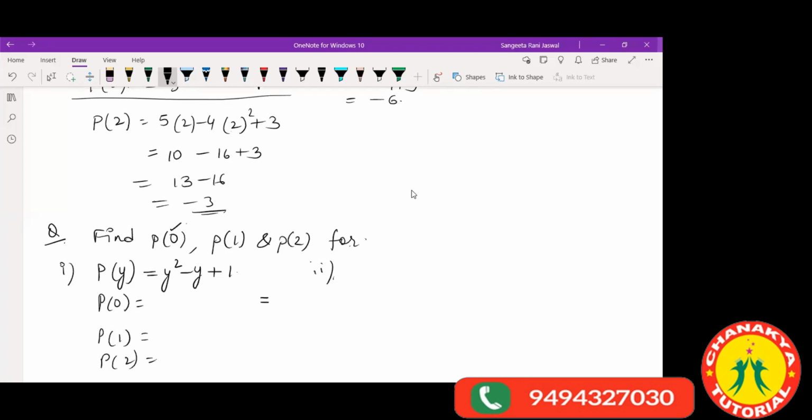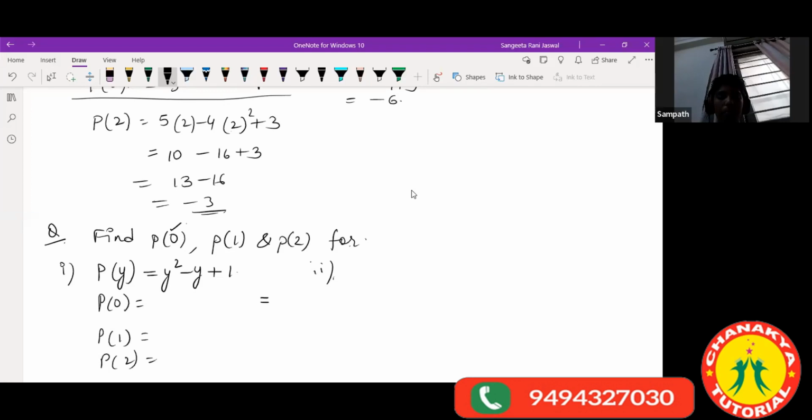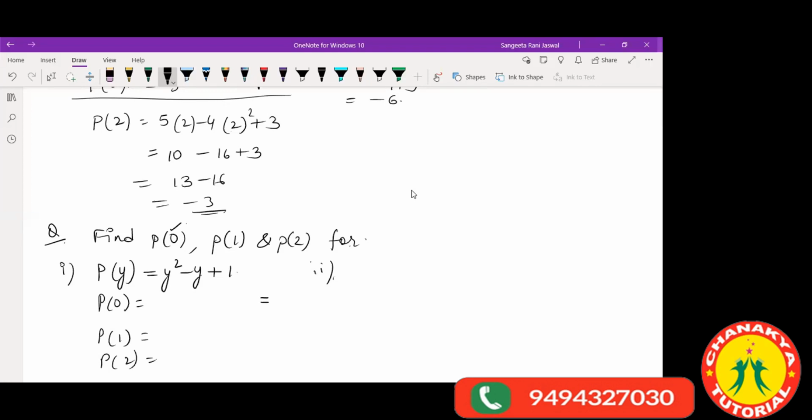What do you get when you have P of y? Ma'am, 1. Okay, because the first term will become 0, the second is also 0. You just have 1. Then next, again 1. Next, P of 2: this becomes 2 square, that is 4 minus 2 plus 1. So this is 2 plus 1, that's 3.